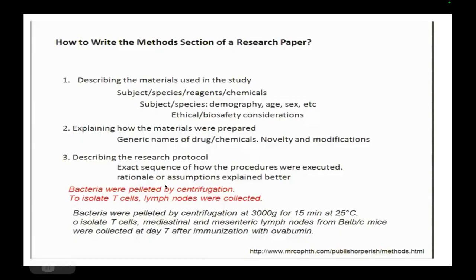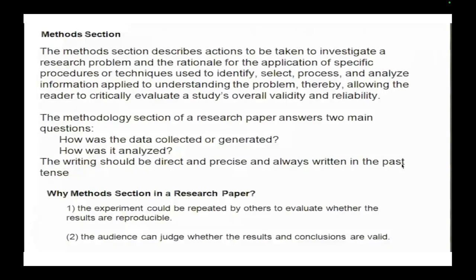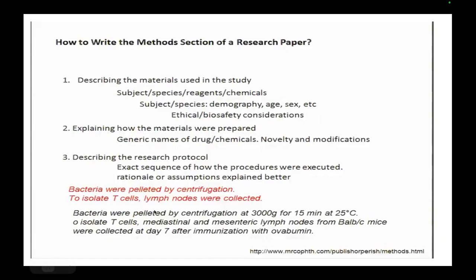This is not easily understood if you read it. You will get an idea that centrifugation was done to pellet down the bacteria, but it cannot be written like this. You have to write exactly what the centrifugation speed was, what the time was, and what the temperature was at the time of centrifugation. And you have to write in the past tense. I already told you writing in the past tense is very important. Like here: bacteria were pelleted by centrifugation at 3000 g for 15 minutes at 25. This is the correct sentence, because the temperature, the time, and the speed of the centrifugation are all mentioned.